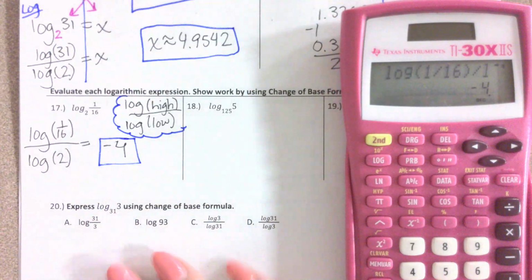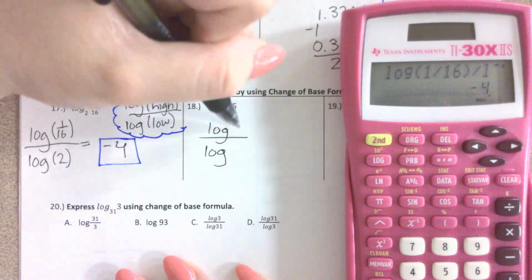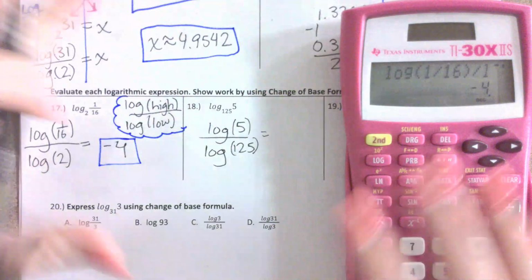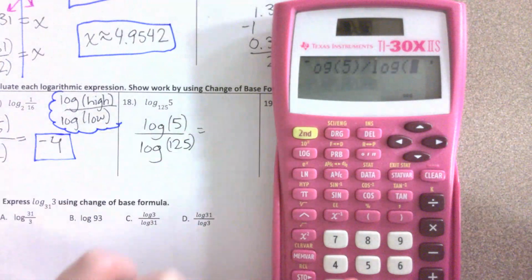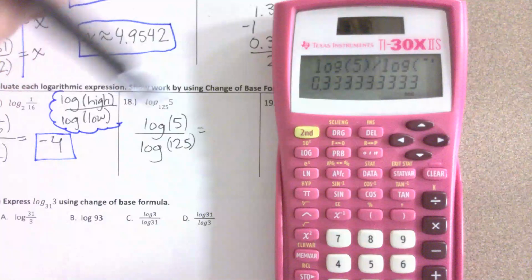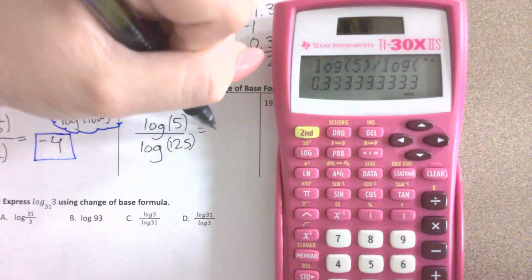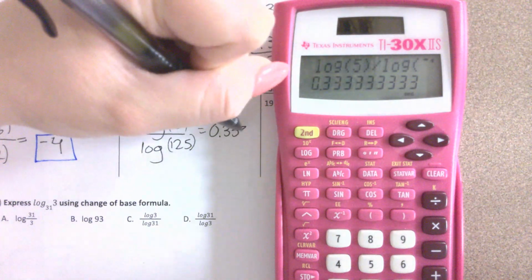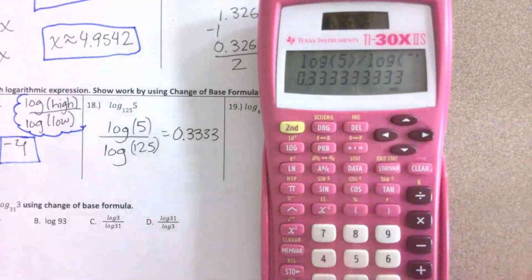Again, log high over low, 5 over 125. Log of 5 divided by log of 125. And that's not going to be pretty. So you can either do 4 decimal places. That would be 4 threes, 0.1, 2, 3, 4. Now, hopefully some of you recognize this. This is actually a very common fraction.